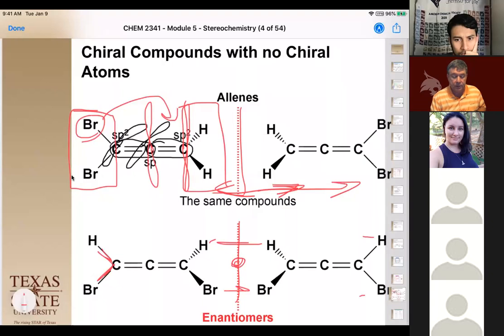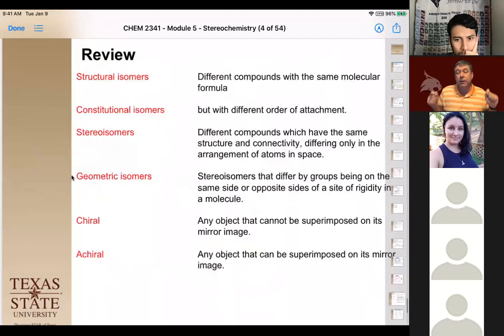Okay. So that's one of the weirder ones, but it does exist, and so I thought I better show it to you. Okay, so in review, structural isomers are different compounds with the same molecular formula, and they almost always have different physical properties. Constitutional isomers are the same, but have a different order of attachment.